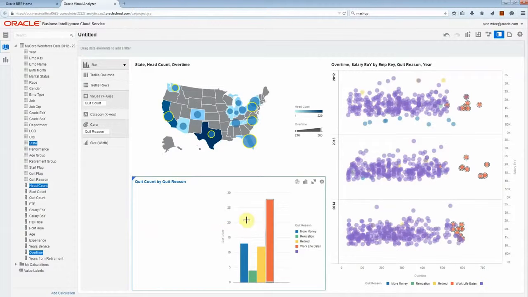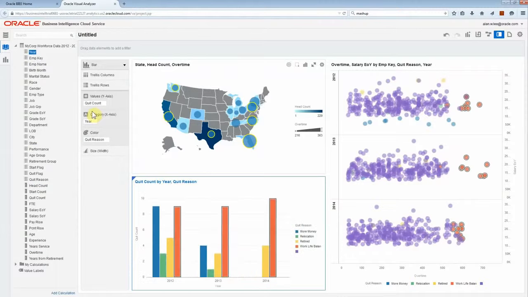What I'm going to do is look at the trend, what impact time has. So I'm going to add the year into our category, and I can see the people that quit for more money has progressively gone down. The people that have quit as a result of overtime is actually trending upwards. So the problem is very much still here.